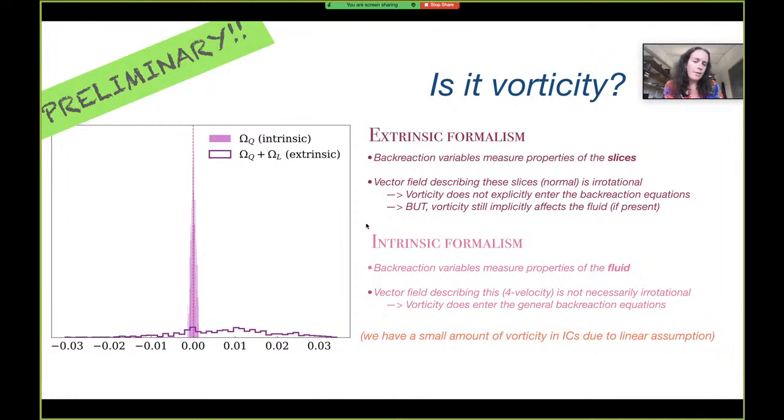However, in the intrinsic formalism, the back reaction variables instead measure properties of the fluid rather than the slices, and this means that the vector field describing this fluid is not necessarily irrotational, and therefore we do have an explicit definition of the vorticity in the back reaction equations themselves. So we did a little test of this by forcing the vorticity in the back reaction equations in the intrinsic formalism to be zero. What we found was that these two things basically are very, very similar. So it seems like it's the addition of vorticity in these back reaction equations that is changing the back reaction so drastically. But again, this is something that we're investigating at the moment, so please do look out for a paper to come at some point in the future for a more detailed explanation on this.